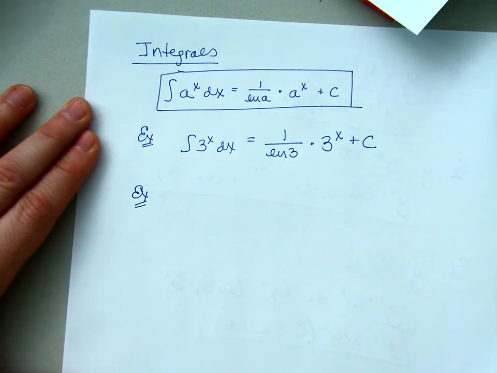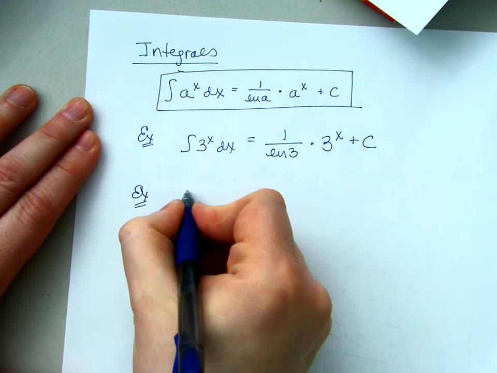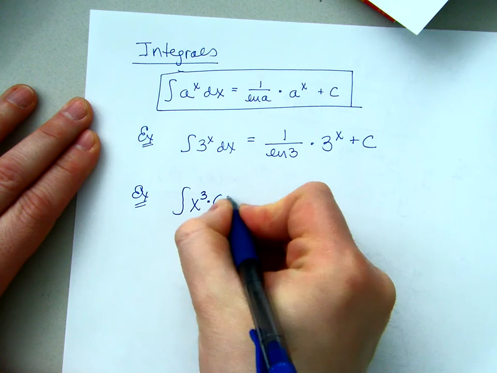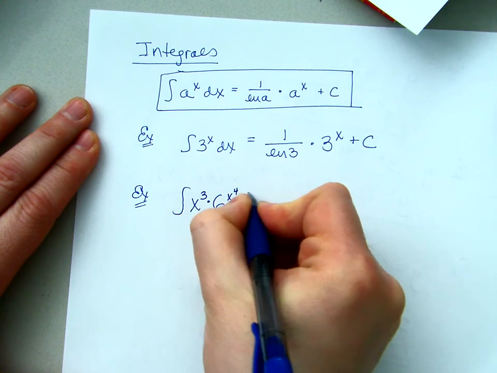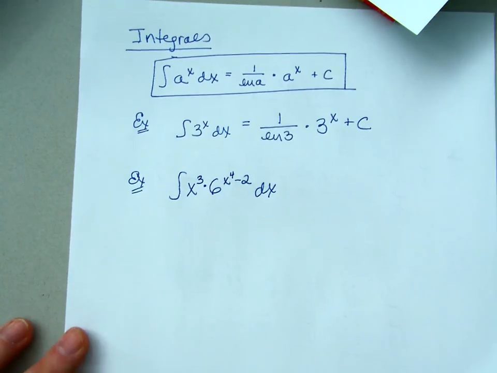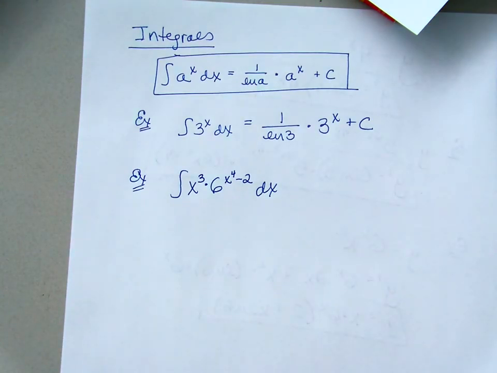A little more involved. Let's try the integral of x cubed times 6 to the x to the 4th minus 2 dx. Do you think you can do this on your own? Do it.